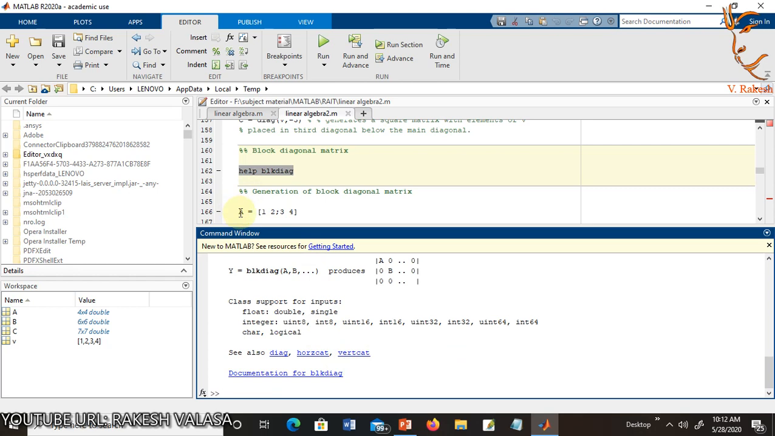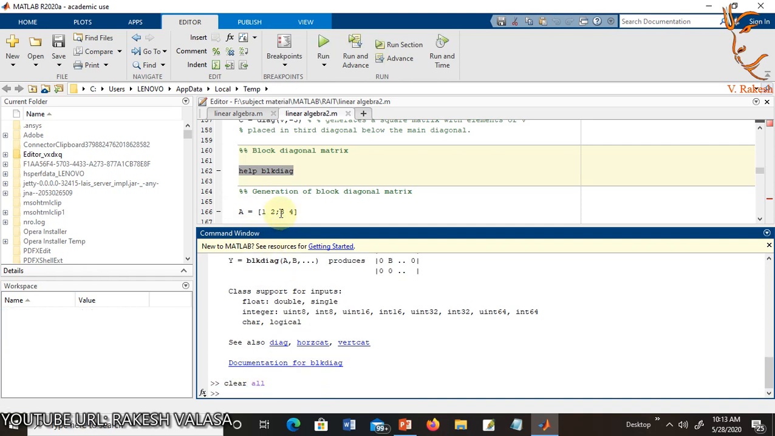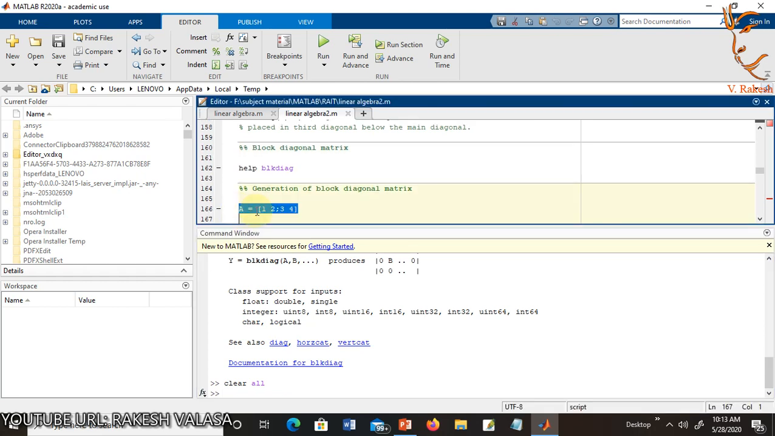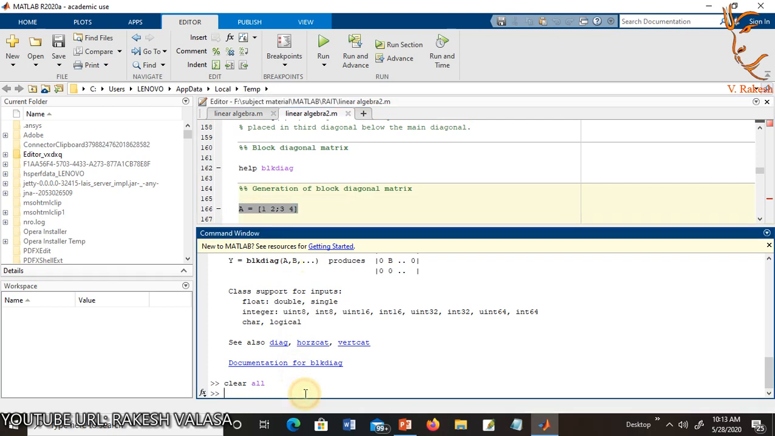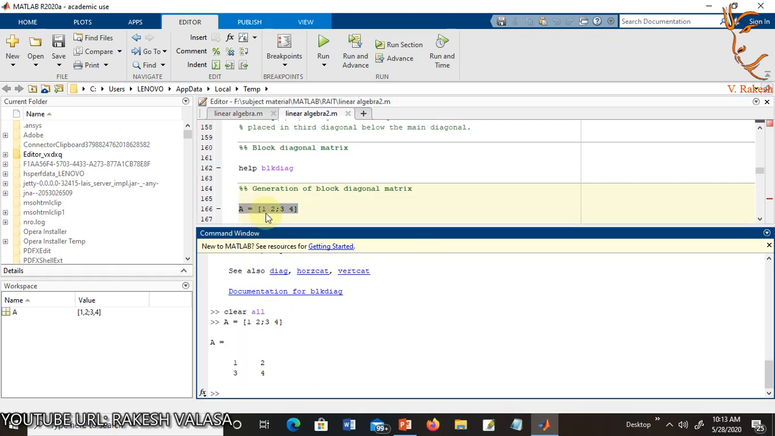I'm taking one example. First clear the variables. So clear all, type clear all in small letters. I'm taking a matrix, that is A equal to 1 space 2 semicolon 3 space 4. It generates one 2 by 2 square matrix.